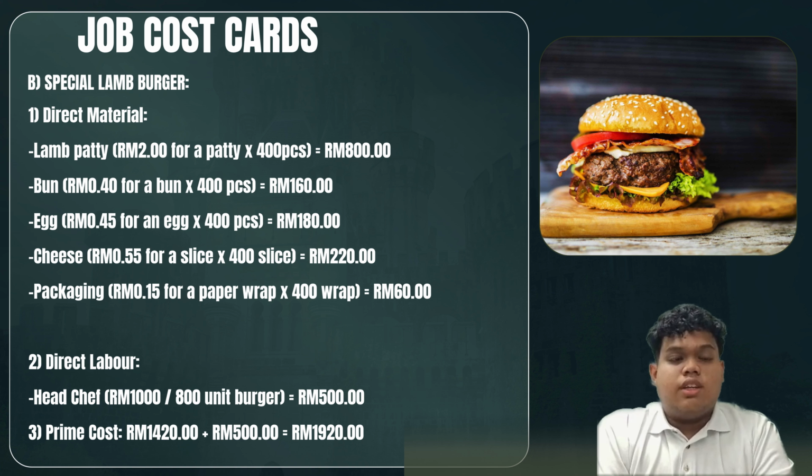Then we need to calculate the prime cost. To calculate the prime cost, we need to total up the direct material and the direct labor. So 1,420 ringgit total with 500 ringgit, we've got around 1,920 ringgit.